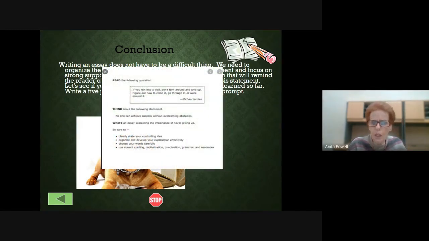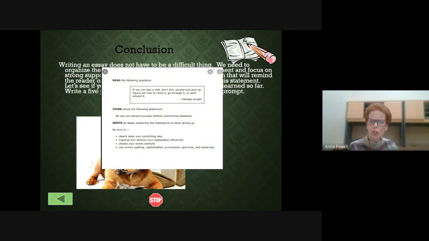The STAR prompt. And this is what your STAR prompt looks like. It begins with a quotation. If you run into a wall, don't turn around and give up. Figure out how to climb it, go through it, or work around it. Okay, I love the fact that they used a sports figure to emphasize the prompt that we're moving down to. But this is not an essay about jumping over a wall or getting over a wall, but this is something to inspire us.